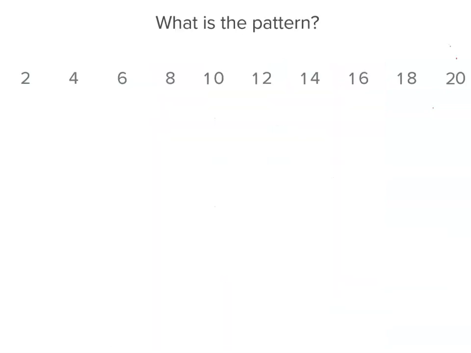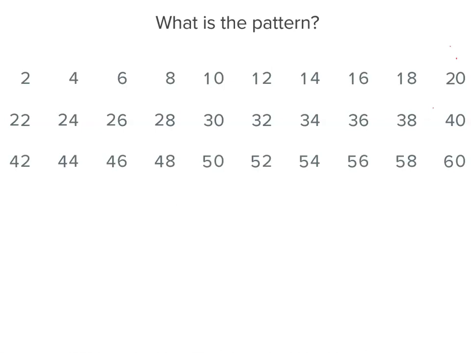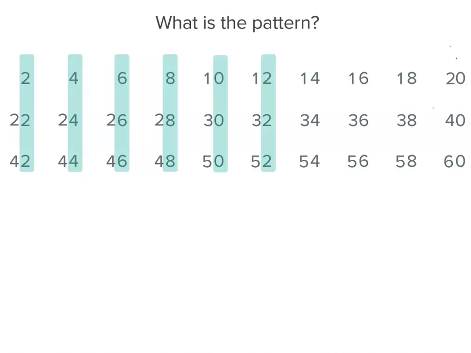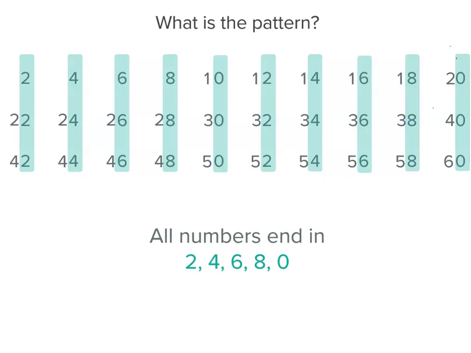Now what's the pattern? If we look at some of the numbers, we started at 2 and we counted by 2. If we go all the way up to 60, if you have a look at the units digit or the ones digit, it's a 2 or a 4 or a 6 or an 8 or a 0. And then it starts again, 2, 4, 6, 8, 0. So if we start at 2 or any of these numbers, all of the numbers are going to end with a 2, 4, 6, 8, 0. Aha! These are our even numbers.